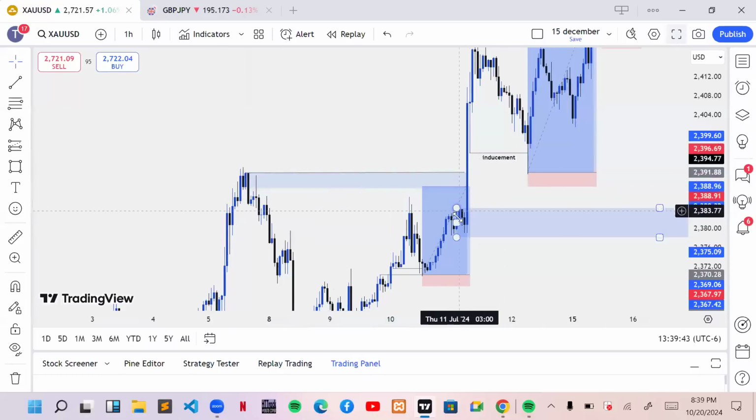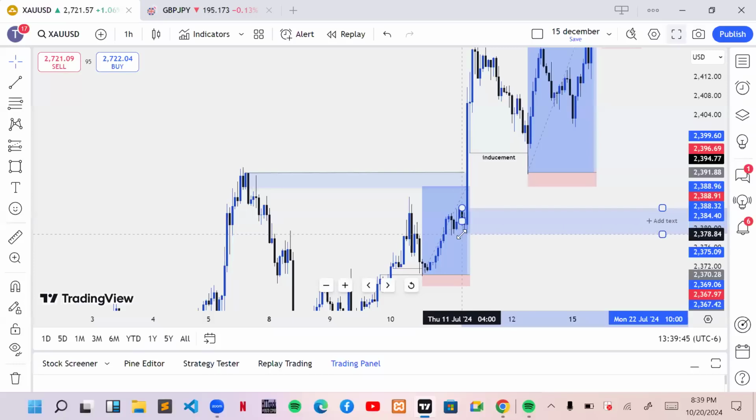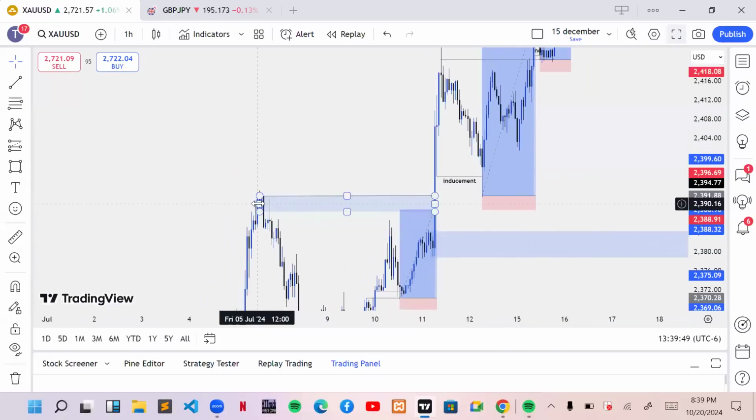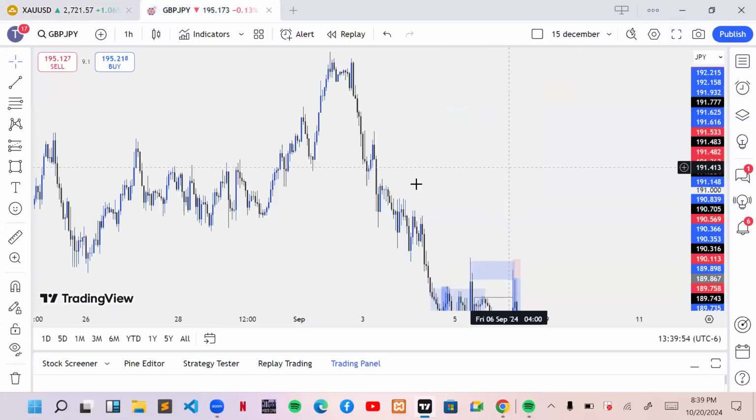So if you pay attention, there's another block down here that people wanted to take their trade off of. There's another block right here. But at the same time, there's a breaker block up here. Knowing the one to use is now by following all these rules.